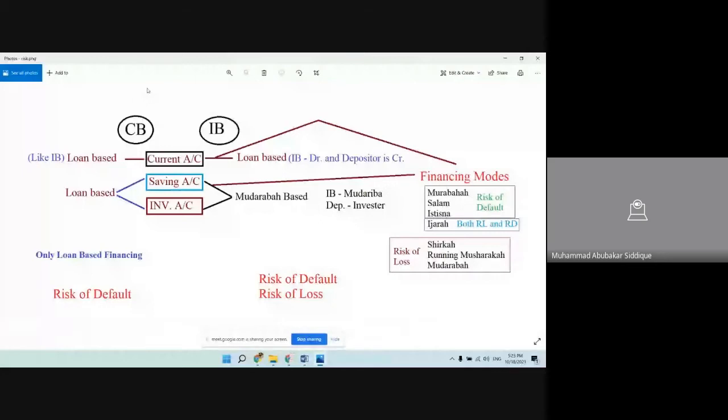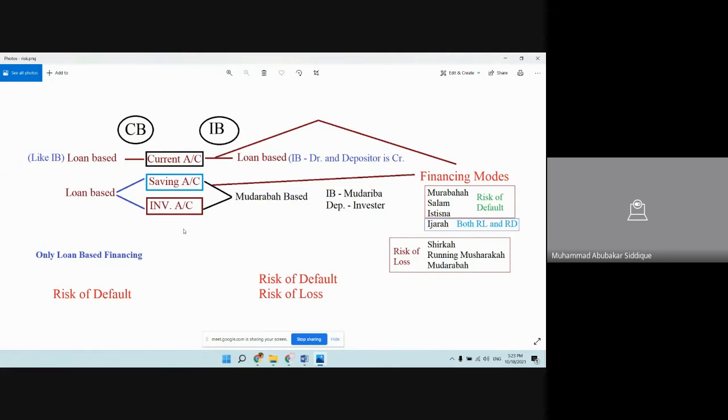Today I am going to discuss the topic deposits of banks. When I say banks, it covers conventional banks and Islamic banks. CB stands for conventional banks and IB stands for Islamic banks. These three accounts I'm going to discuss in today's lecture because these three accounts are common in the Islamic and the conventional banking sector.